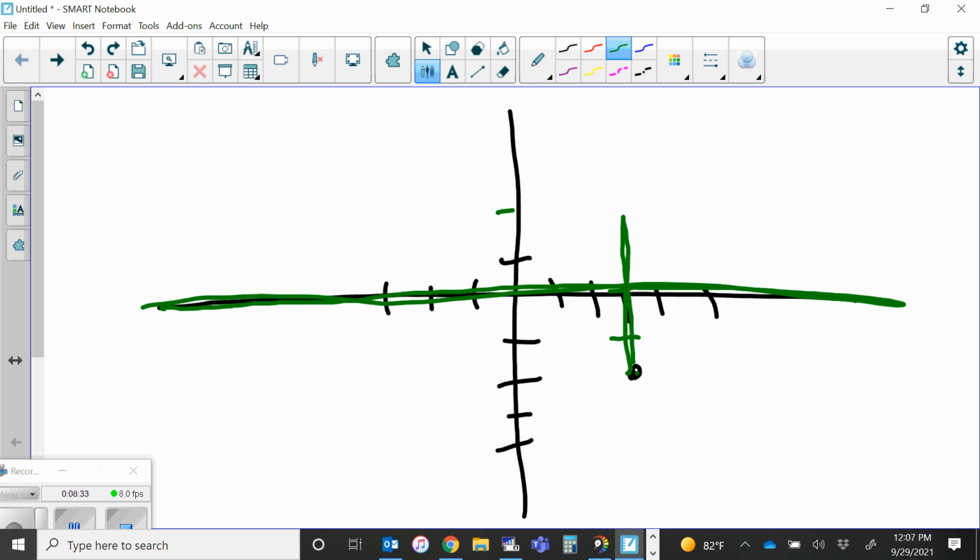1, 2. So how far am I going to go up from it? 1, 2. What is this new ordered pair? This ordered pair was 3, -2, right? What is this new ordered pair? Still 3, but now +2.